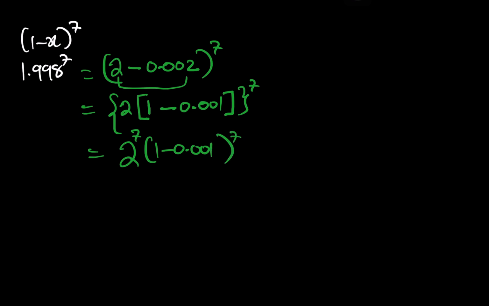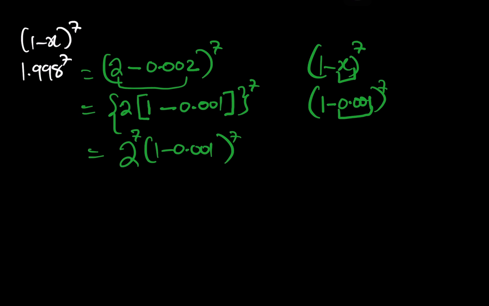All right. So we can see that this 1 minus x to the power 7 is going to be the same as the 1 minus 0.001 to the power 7. So we can see that this side and this side, they are the same. And then we use the coefficient and the term that we have found to be able to solve the problem.